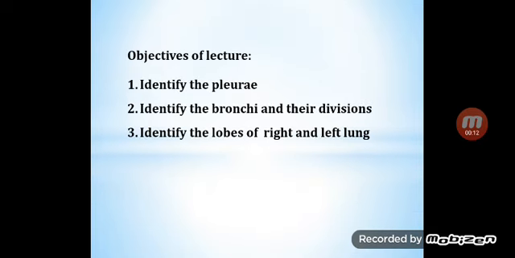The objectives of this lecture are to identify the pleurae with their parts and innervation. Second is to identify the bronchi and their divisions. Third is to identify the lobes of our right and left lung.